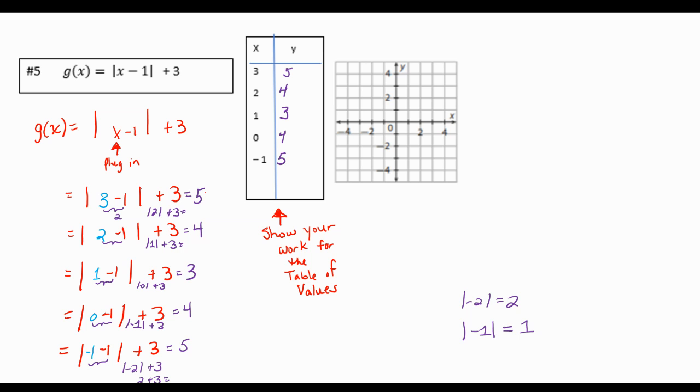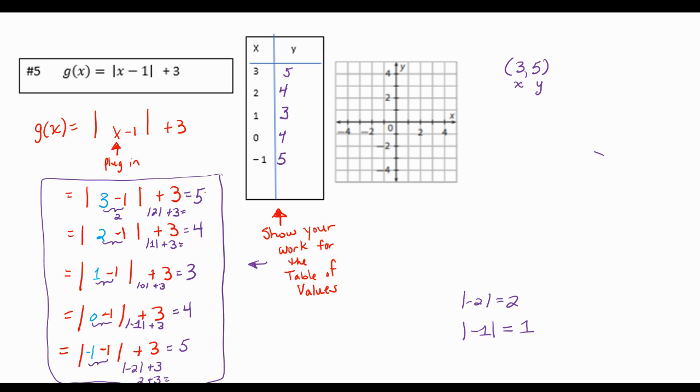Okay, so for every problem, number 1 and 2 on the other page, you must show your work just like this in order to receive points, okay? And then all you do is you think of these as points. So usually we write a point like this, 3 comma 5 for the first one, right? That's the x and this is the y. So you go over 3 because it's positive 3, and you go over 3 to the right.